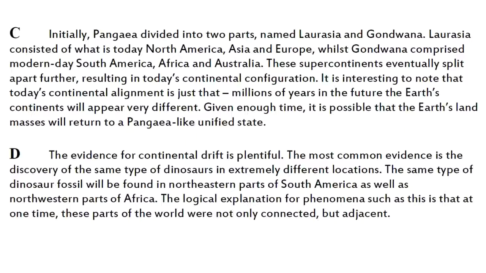The evidence for continental drift is plentiful. The most common evidence is the discovery of the same type of dinosaurs in extremely different locations. The same type of dinosaur fossil will be found in northeastern parts of South America, as well as northwestern parts of Africa. The logical explanation for phenomena such as this is that at one time these parts of the world were not only connected, but adjacent.